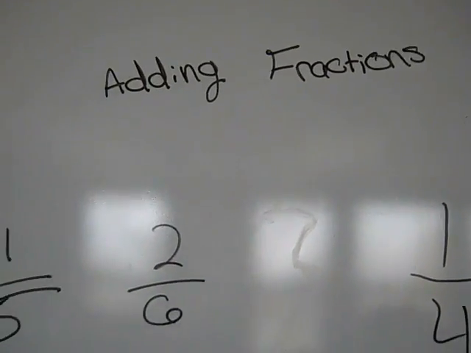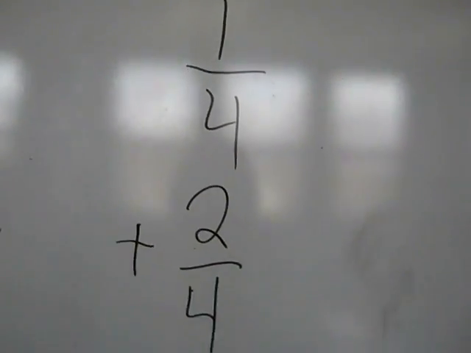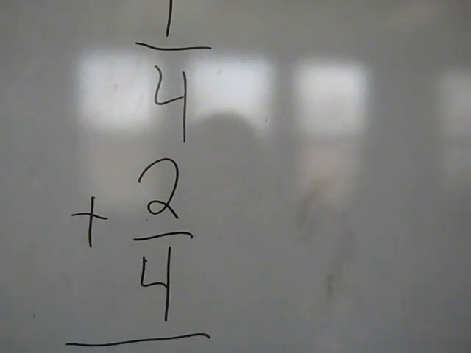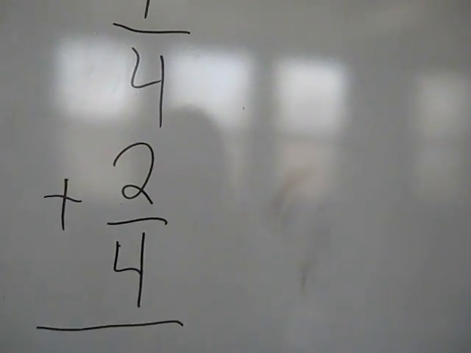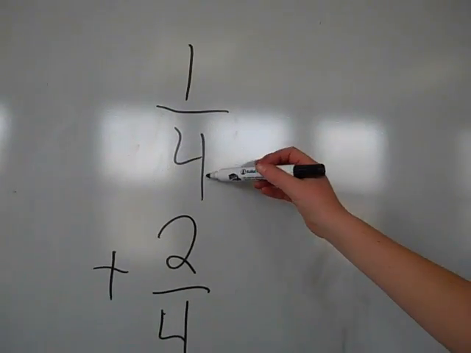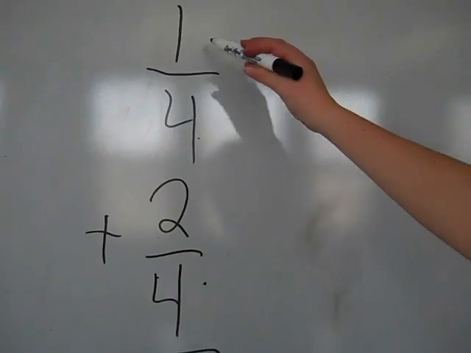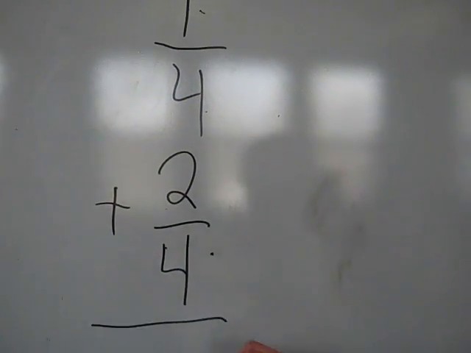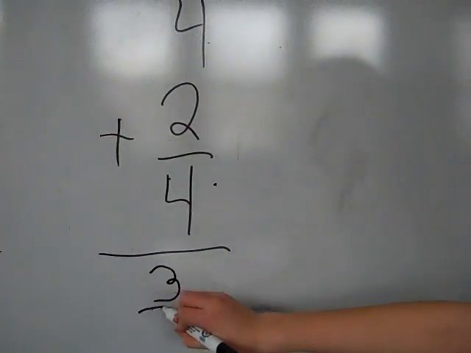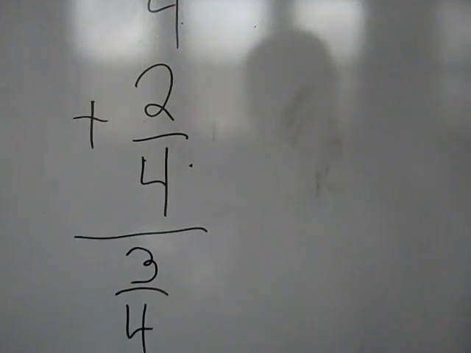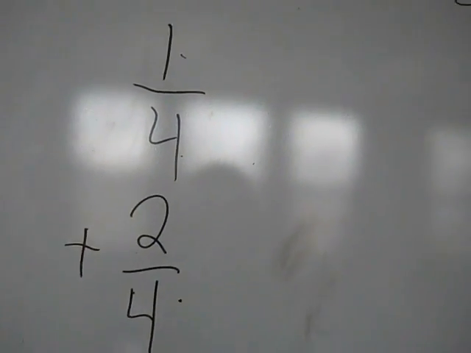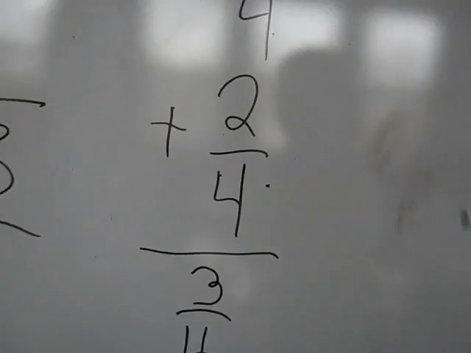Okay, so we're gonna add our fractions here. This is how you add a fraction with the same denominators, so the 4. So we aren't going to change the denominator. We're just going to add the numerator together. So this is going to be 3/4. Yeah, because you keep the 4 the same, then 1 plus 2 is 3.